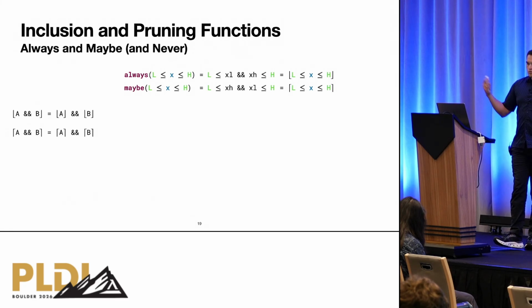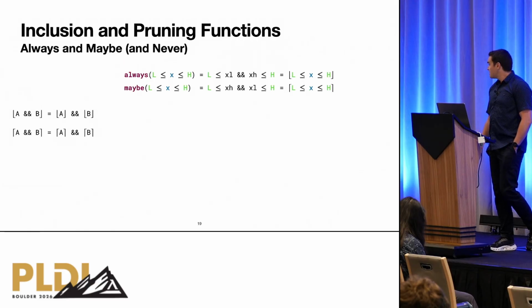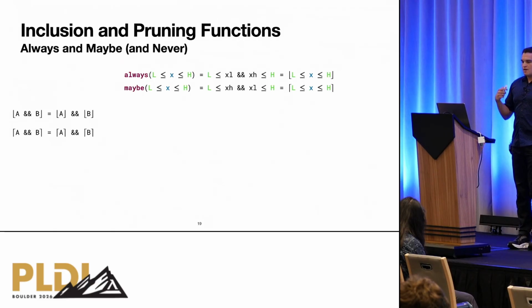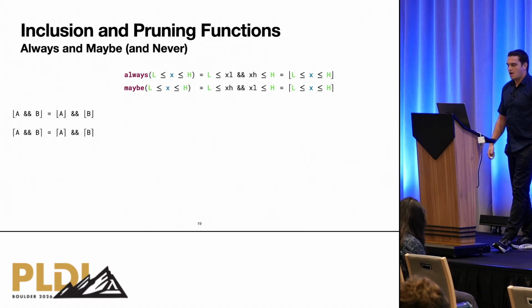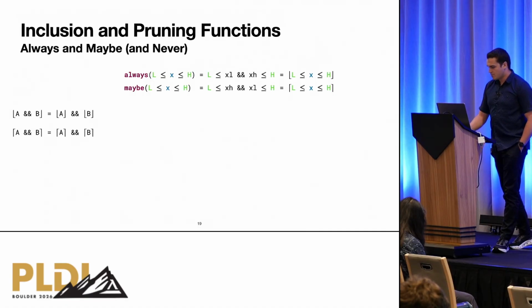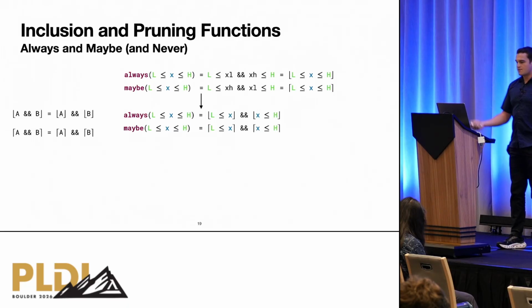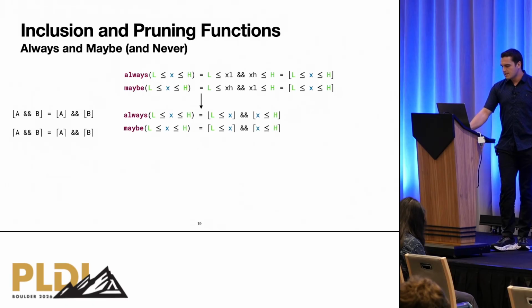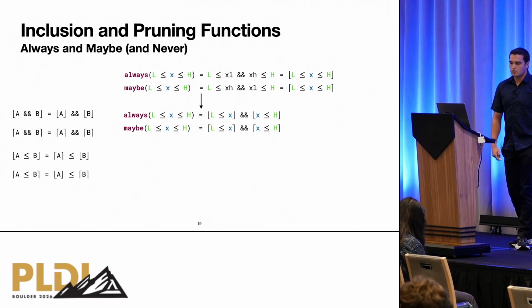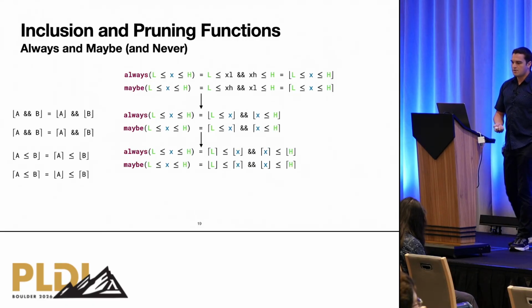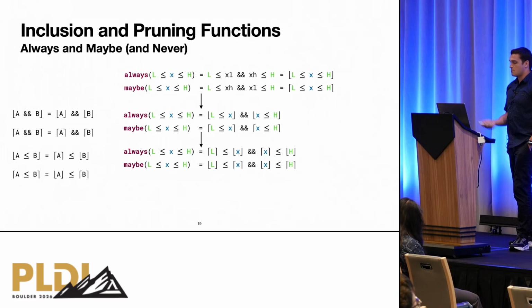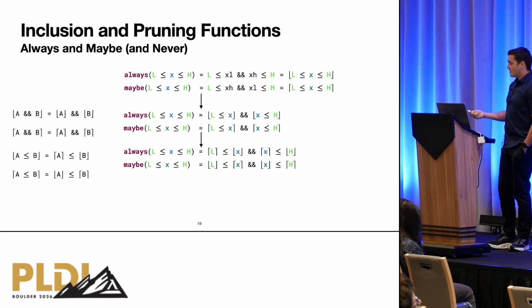So we can apply rules like shown on the right here, where the lower bound of A and B is the lower bound of A ANDed with the lower bound of B, and similarly for the upper bound, because AND is monotonic in its arguments. And so that gives us the first step in generating always and maybe conditions for this particular predicate. And we can similarly apply rules for A is less than or equal to B to generate the next step of lowering always and maybe. And now we've hit some base cases.